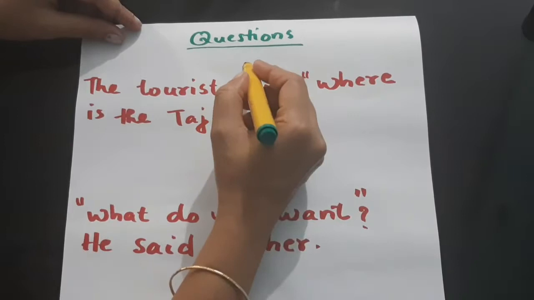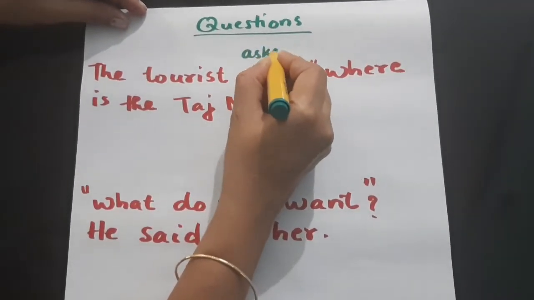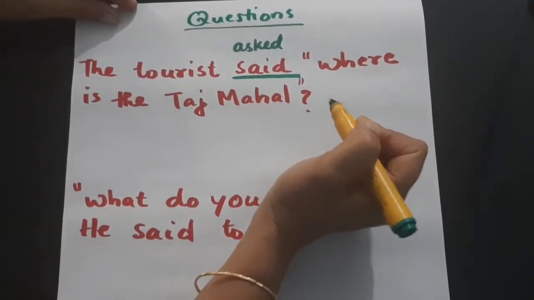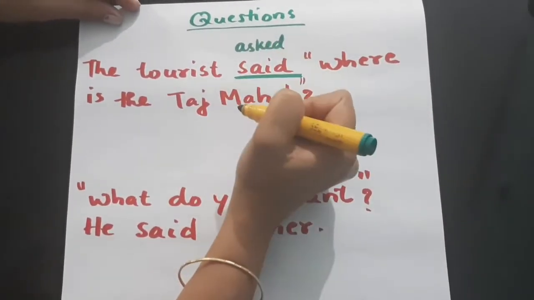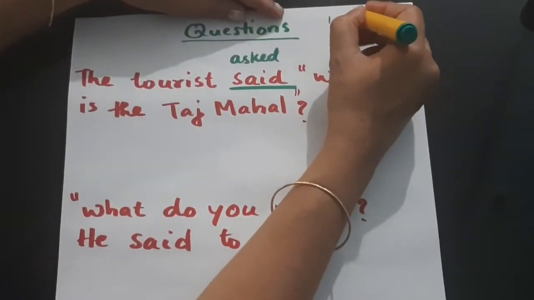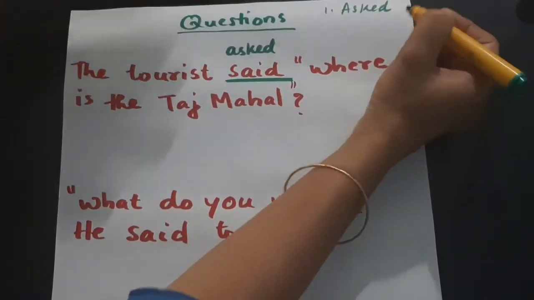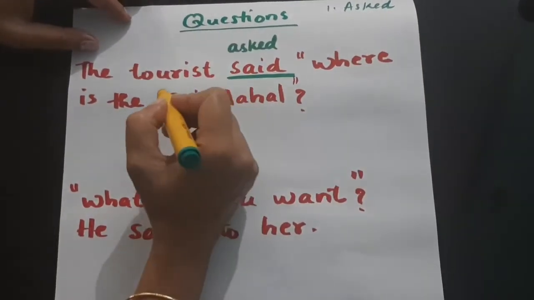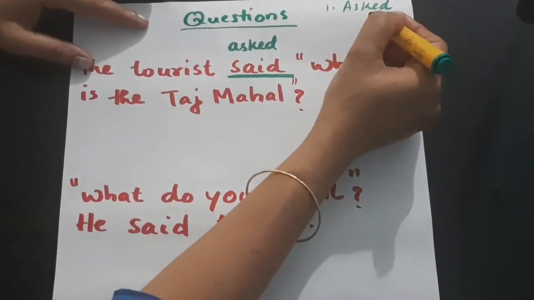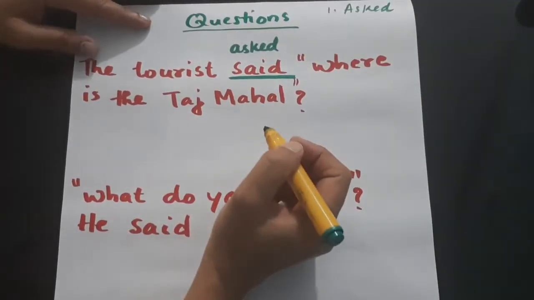Yes, the reporting verb is asked. Okay, can also use inquired. So here I choose asked. Okay, so first of all, you must use the reporting verb asked. Okay, so the tourist asked. Okay, so this is the first rule I told you. You have to use the reporting verb asked. And the second rule is this.